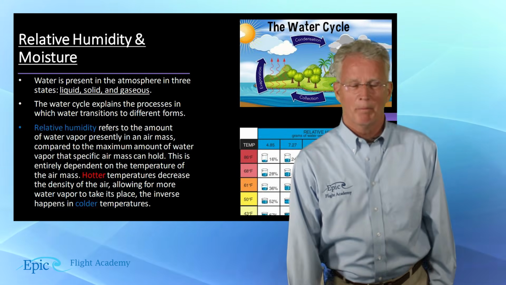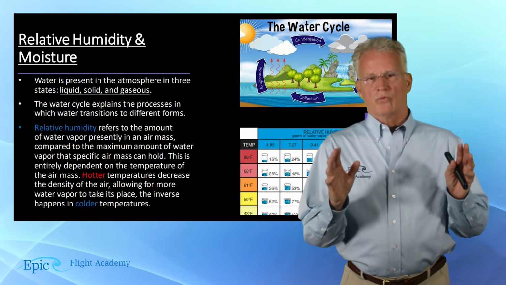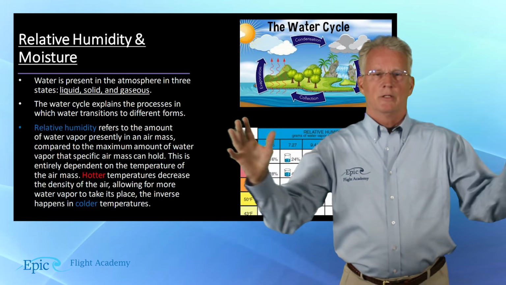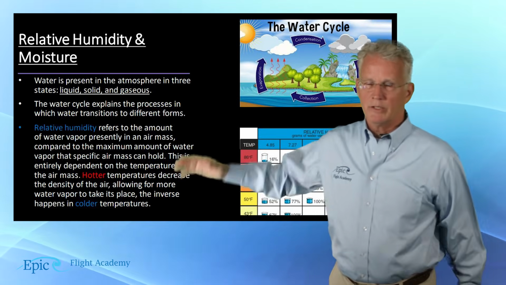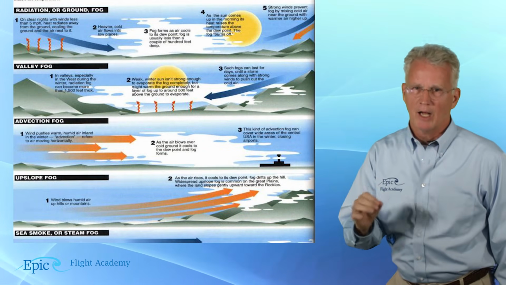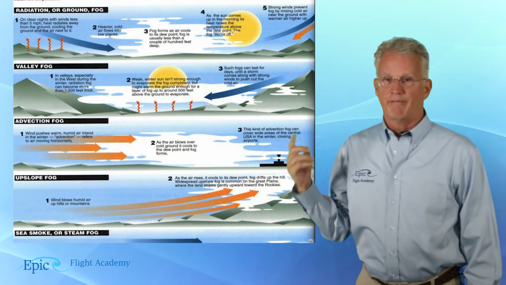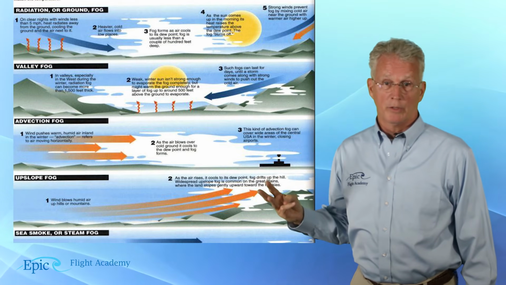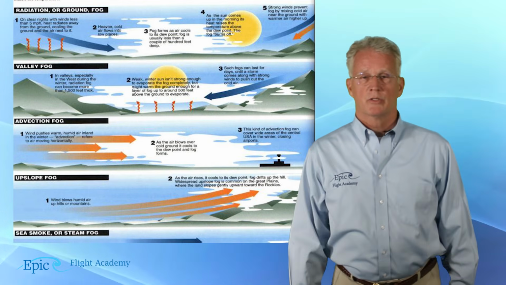Now, when we talk about fog types, fog will form whenever the dew point and the temperature come together. Now, I want you to take a look at our graphic, and we're showing five very common types of fog. Radiation or ground fog, number one. Valley fog, number two. Advection fog, number three. Upslope fog, and then sea smoke or steam fog.